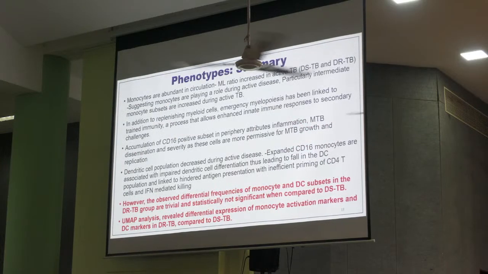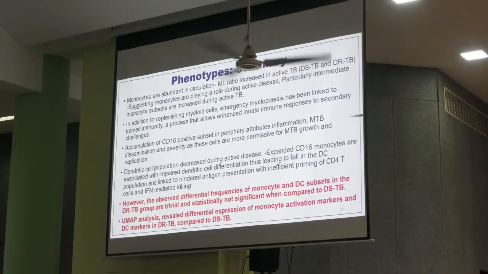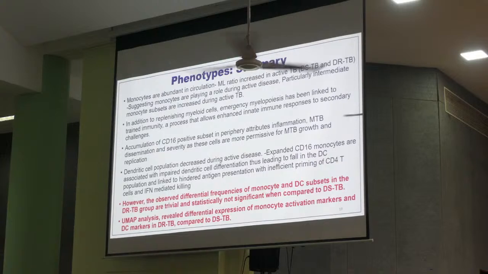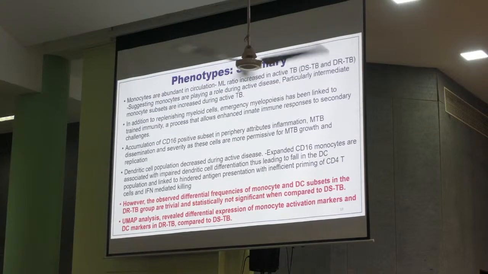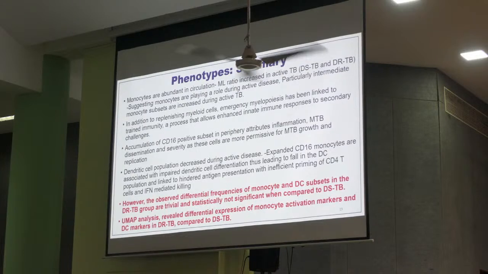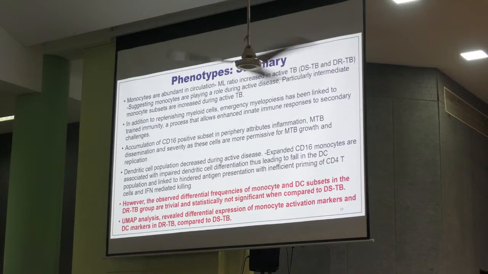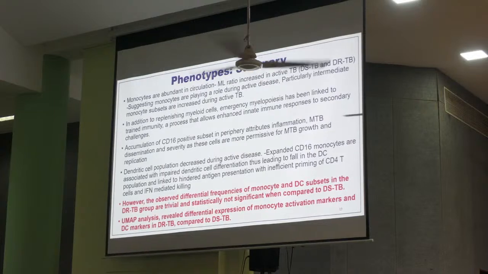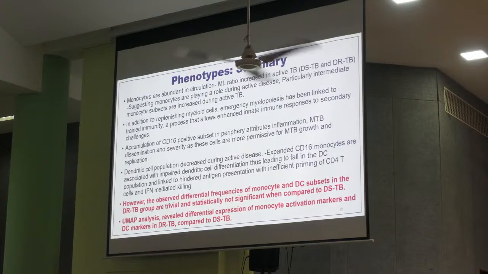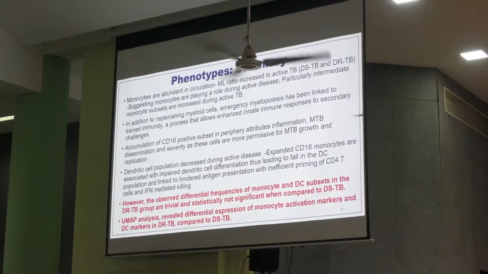So this is the summary of the phenotypic study, where we can see an abundant increase in the MLR ratio for the disease and infected, and they have a different activation system. Monocyte activation markers are increased. There is an accumulation of the CD positive subset in inflammation, which has more of an inflammatory role. We can also see the dendritic cell population is downregulated. The observed frequencies of monocyte and DC subsets are very trivial and not very significant when it comes to DR and DS. UMAP analysis is also helpful in differentiating monocyte activation markers and the DC markers in DRTB when compared to DSTB.